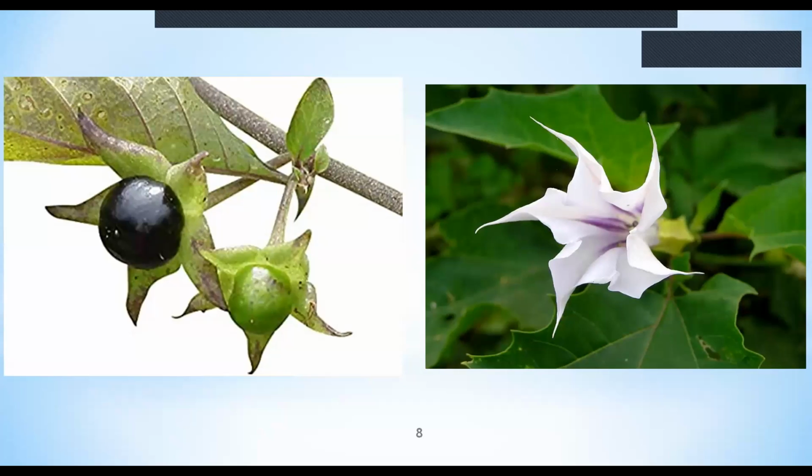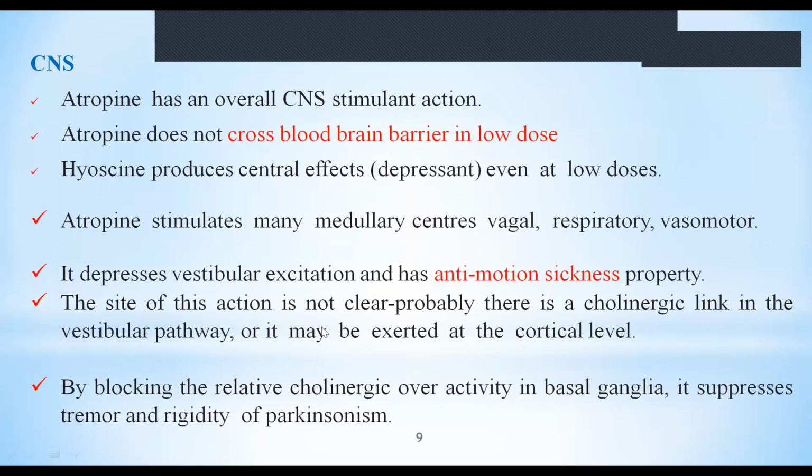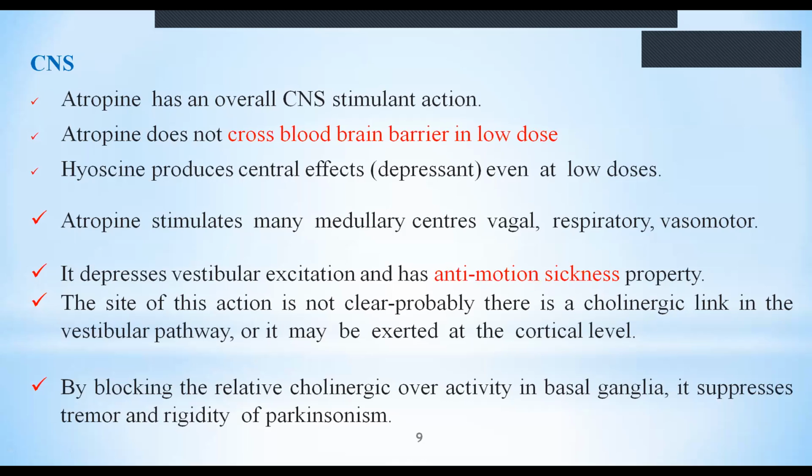Many types of plants are there, and you can see here the very attractive flowers, and by eating the fruit, the toxicity is very high. The effect of atropine on the CNS is a stimulant action. Atropine does not cross the blood-brain barrier in low doses, whereas in high doses it is going to cross the blood-brain barrier. And hyoscine produces central effects, different even at low doses, so it passes through the blood-brain barrier.